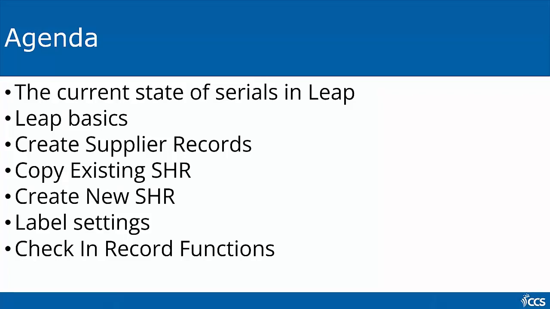So I'll begin with an overview of what can be done in LEAP versus what still needs to be done in the client. And then I'll briefly review some of the basics in case you didn't attend an earlier webinar. And this will include logging in, searching different work forms, and navigating between the work forms, because the navigation is a bit different than in the client. And then I'll just demonstrate how to create supplier records, serial holdings records, and review the check-in record functions that we've done in the previous sessions.